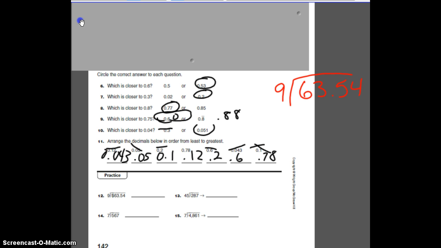63 divided by 9, 9 times 7 is 63, so that's our nice start. Subtract, get 0, bring down your 5. How many times will 9 go into 5? It won't. Make sure you have your 0 or your decimal up here for a placeholder. Your decimal is going to go right above the other one. Add a 0 in there and bring down your next one. And 54, hopefully you recognize that fact. 9 times 6 is 54. Subtract 0, so your answer is $7.06.